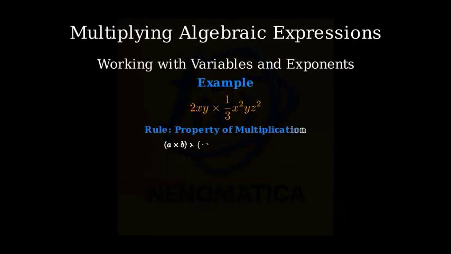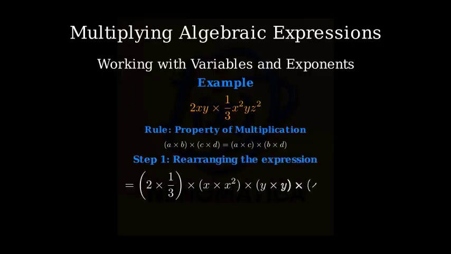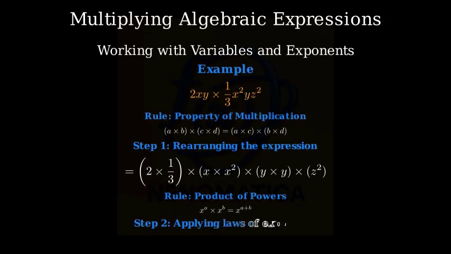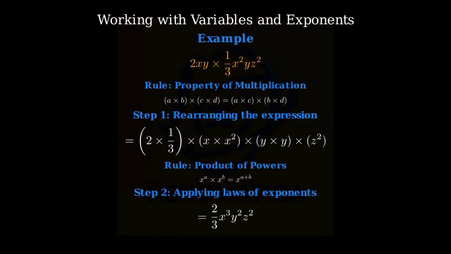To multiply these expressions, we'll use properties of exponents. Let's first rearrange these terms to make them easier to work with. We'll separate the constant coefficients from the variables. Now, let's multiply the coefficients and combine like variables using the laws of exponents.